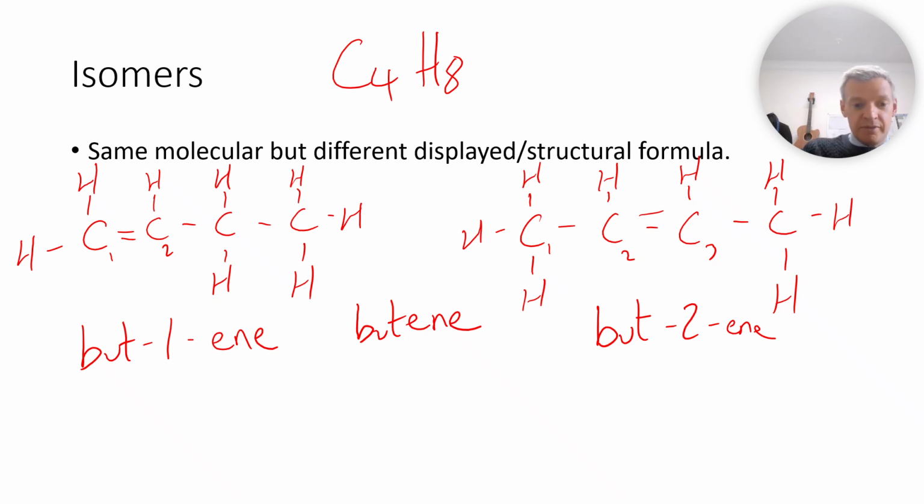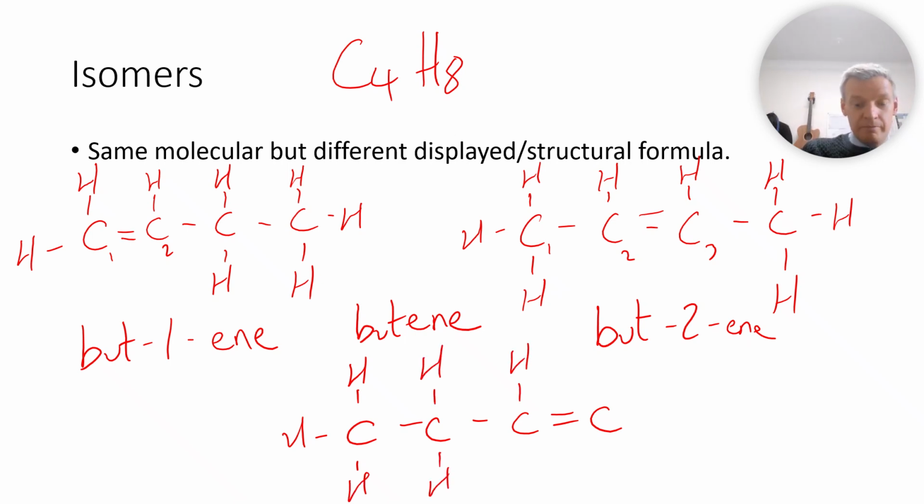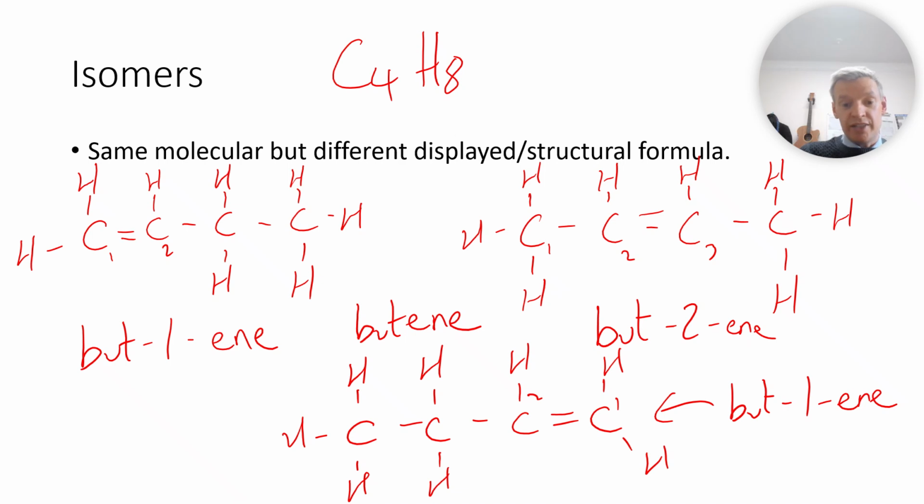And just to point out, some of you might think about this. Let's put the double bond on the end. Is that any different from the first one? And it's not. So that would also be called but-1-ene, because we can start numbering from this end rather than the other end. So remember, these are 3D objects. They can be rotated in space. So that's still but-1-ene.